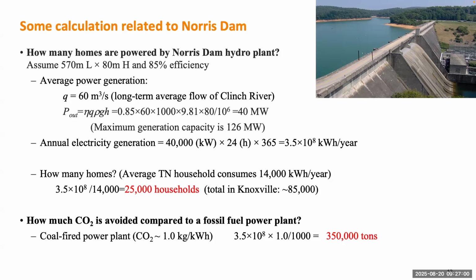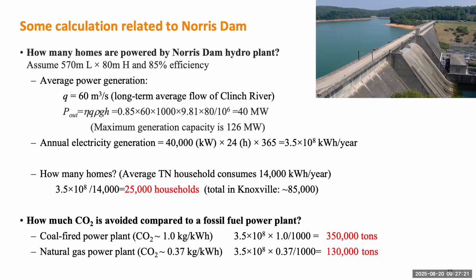for a coal-fired power plant, each kilowatt-hour of energy comes with 1 kilogram of CO2. So if you multiply the energy by 1.0, you get 350,000 tons of CO2. Okay, 1 ton of CO2 is about 500 cubic meters. So that's a lot. If you build a natural gas power plant, that's cleaner than a coal-fired power plant.